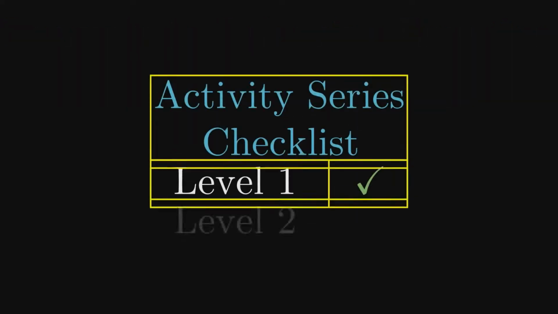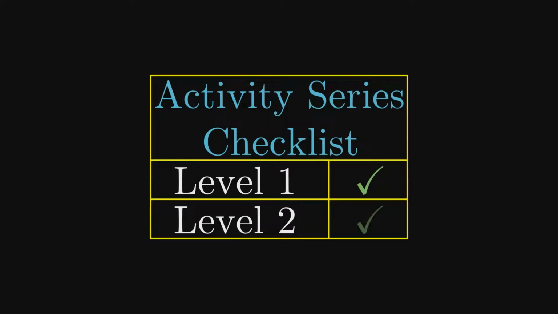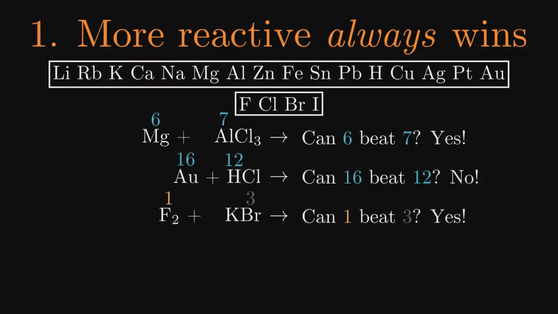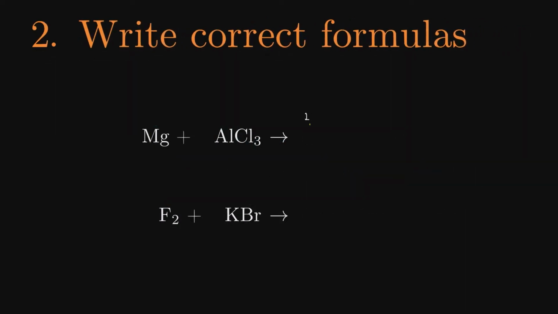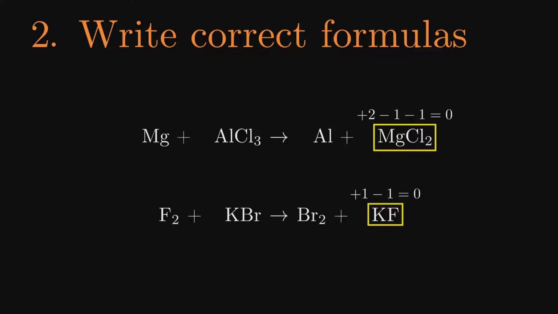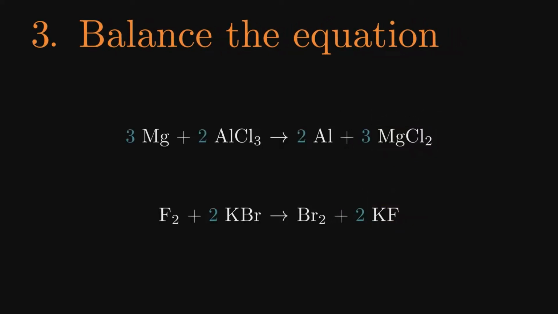Although we added formula writing and balancing to the concept, this is as hard as the activity series gets for most first-year students. Remember that the more reactive element always wins. The correctly written products indicate metals as monatomic, halogens or hydrogen as diatomic, and ionic compounds with no excess charge. After writing the correct products, the equation must be balanced.